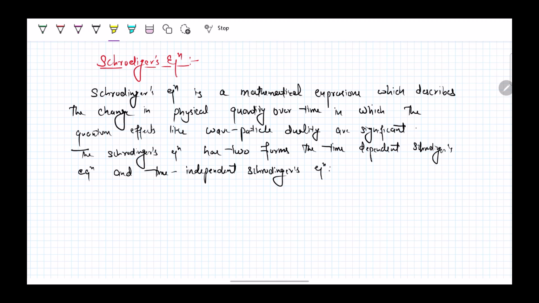In our previous video, we talked about the wave function. Now let's talk about Schrodinger's wave equation, or Schrodinger's equations. Schrodinger's equation is a mathematical expression which describes the change in physical quantity over time. Change in physical quantity over time is what we always consider in quantum mechanics, and we know that the wave function has four coordinates: x, y, z and t.